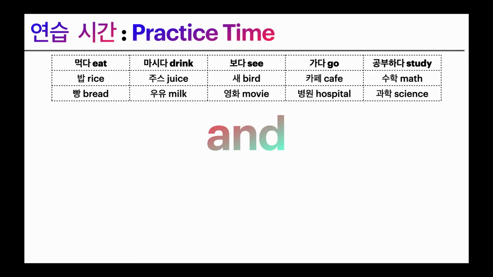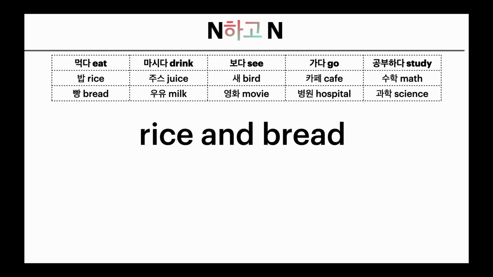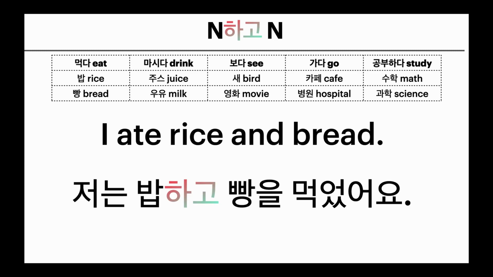In the last lesson, we learned how to say and. Do you remember what the word was? 하고. Noun, 하고, noun. So how would you say rice and bread? 밥하고 빵. Okay, I ate rice and bread. 저는 밥하고 빵을 먹었어요.